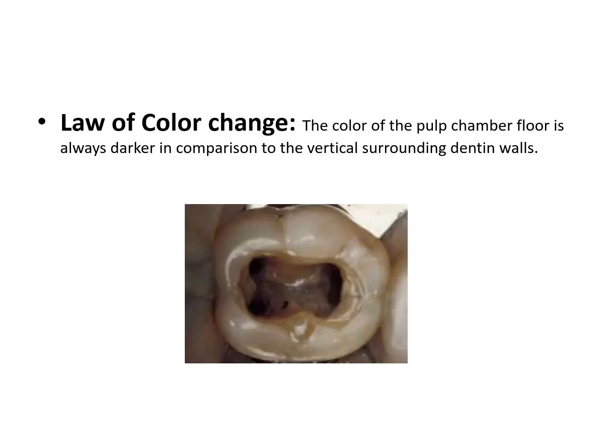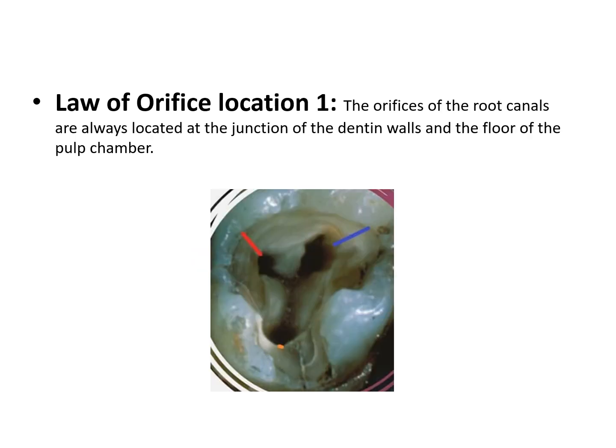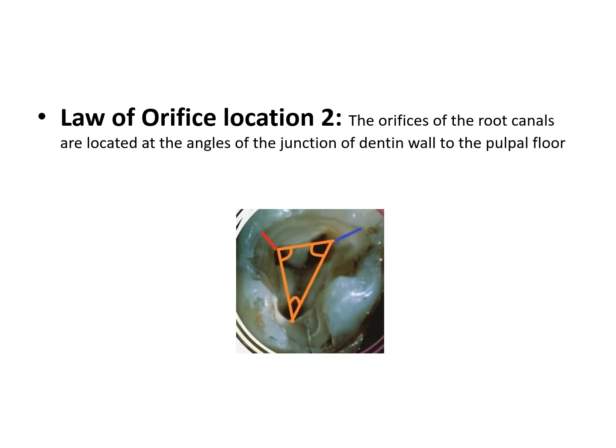The pulpal floor, or the pulp chamber floor, is always darker in comparison to the surrounding dental walls. Then the law of orifice location 1: the orifices of the root canals are always located at the junction of the dentinal walls and the floor of the pulp chamber. Law of orifice location 2.